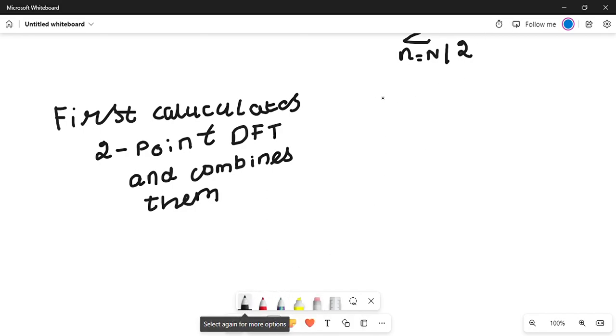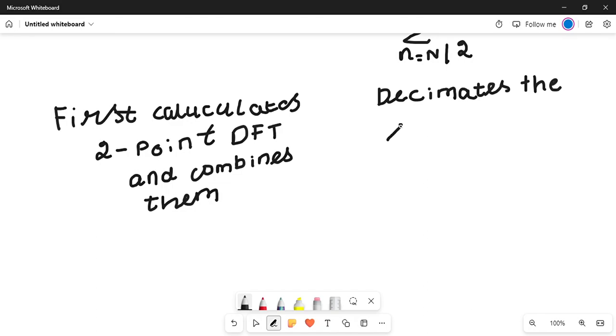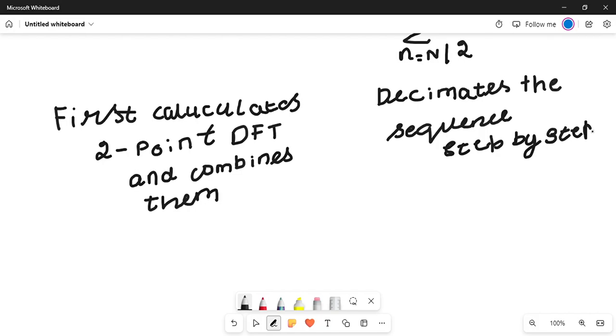Okay, I'll just try to write it. Actually, I couldn't write it today in a detailed manner, but let me try to explain it to you in a neat manner. I guess you can understand what I'm trying to tell, right? Decimate the sequence step by step. That means that it is going to divide the sequence step by step.